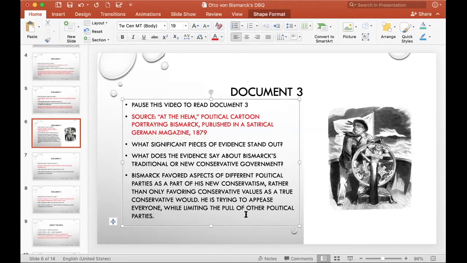So you have to put yourself in his shoes. He is trying really hard to stay in power and to limit the power of the other political parties. And in order to do that, he needs to appeal to their supporters and their voters. So he's doing things to appeal to those supporters so that those political parties don't overthrow him or gain power in parliament at the time.